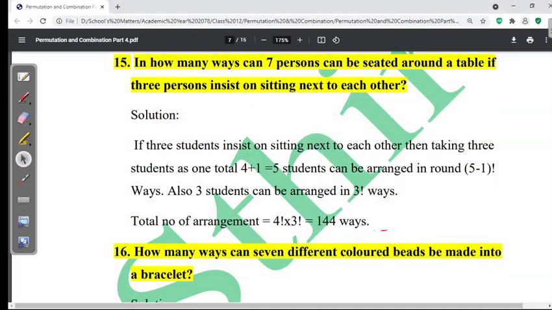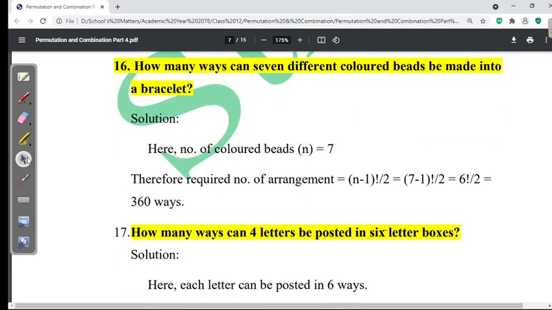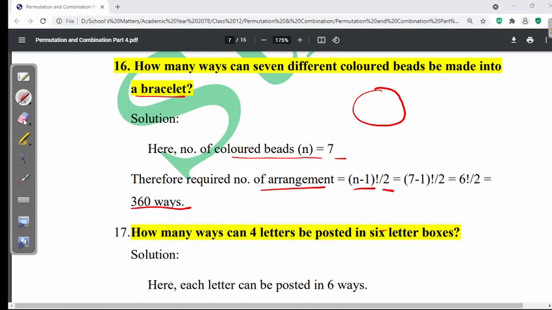Now question number 16, dear students. Question number 16 is, how many ways can 7 different color beads be made into a bracelet? Here the number of colors is 7. This arrangement is n minus 1 factorial because this is circular permutation, but anti-clockwise and clockwise arrangements are the same, that's why dividing by 2, which is 360 ways for this.